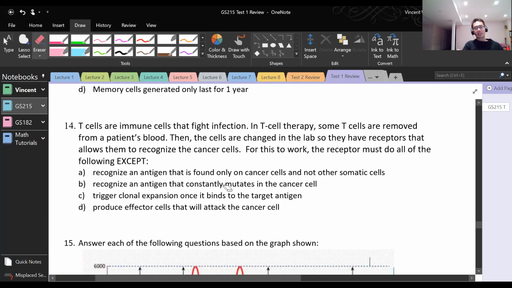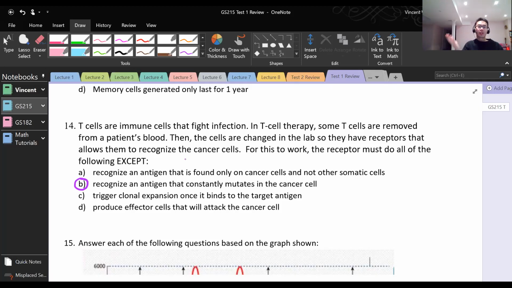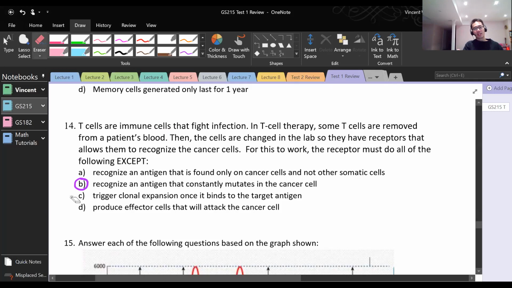Recognize an antigen that constantly mutates in the cancer cells. That actually is the exception. Remember, the antibodies that we can produce are only good for one type of antigen. If something keeps on mutating, keeps on changing, like the flu virus, then the antibody that you produce the first time will not work for the second or third time. It's impossible to have just one antibody that will work for all the different mutations. So this is the exception. You want to trigger clonal expansion.